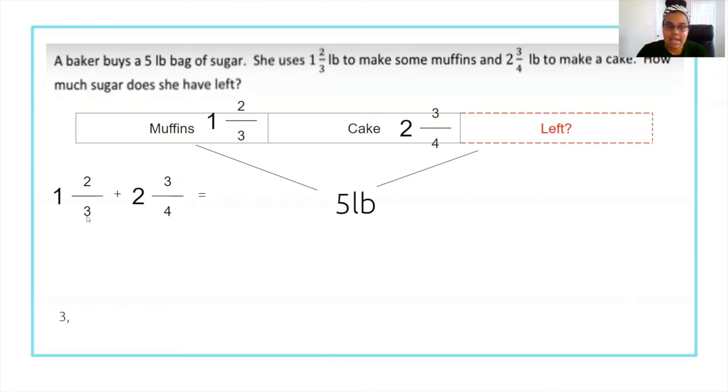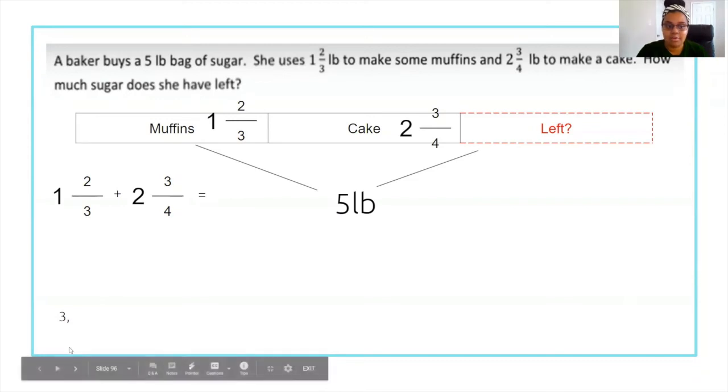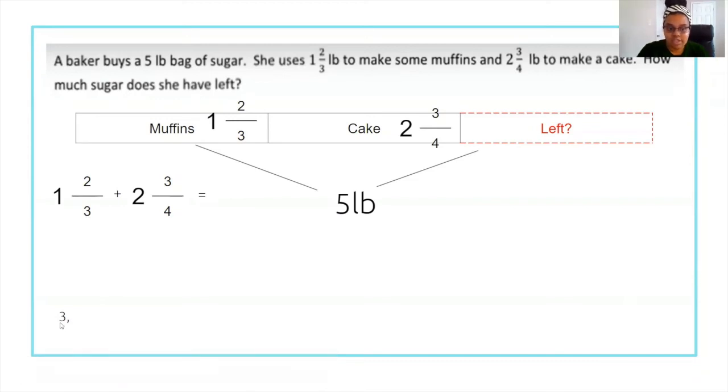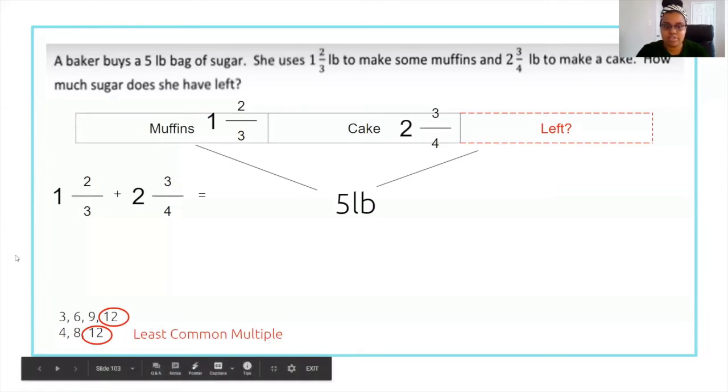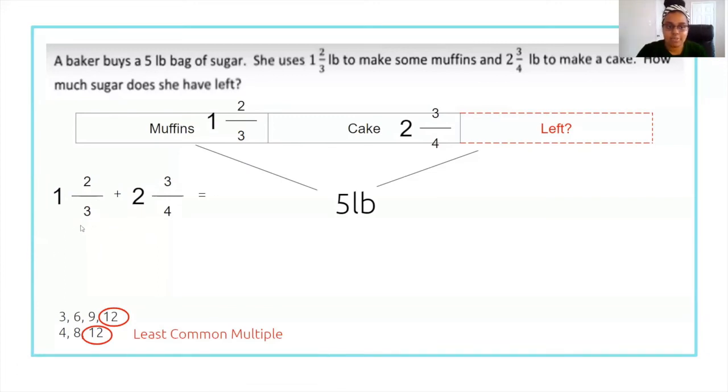What is my least common multiple of 3 and 4? Well, I know that I have 3, call them out with me, 6, 9, and 12. And for 4, I have 4, 8, and 12. I found it. The least common multiple between 3 and 4 is 12. So I know that my common denominator, my least common denominator for these two fractions, 2/3 and 3/4, is going to be 12. So to do that, what can I multiply 3 by to get to 12?